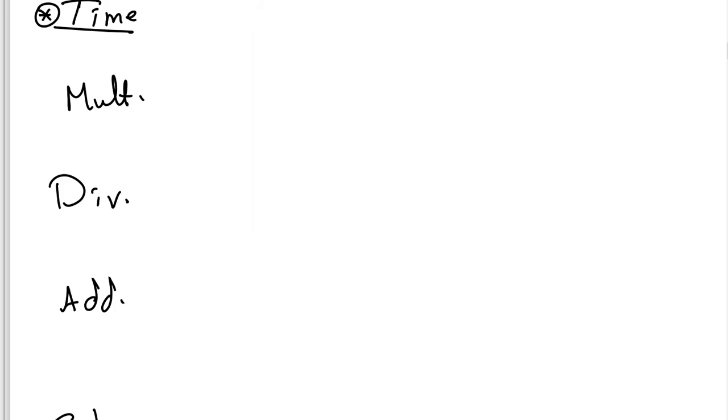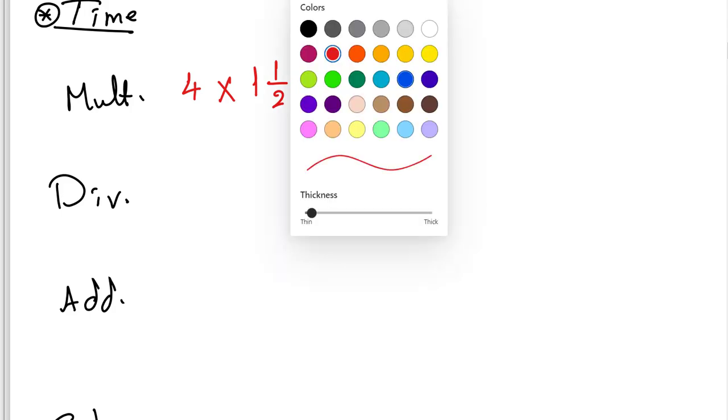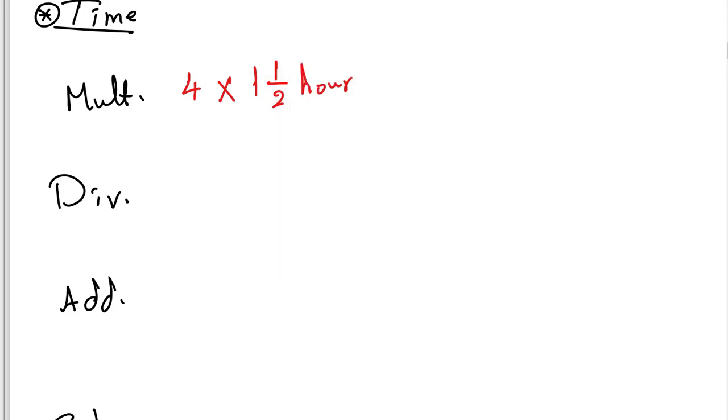Okay, if we need to find 4 times 1 and 1/2 an hour, simply do this by multiplying 4 times 1 and 1/2. 4 times 1 equals 4, and 4 times a half equals 4 halves. Okay, 4 halves is a whole 2. So 4 plus 2 equals 6 hours.